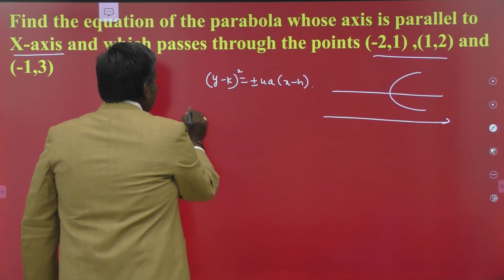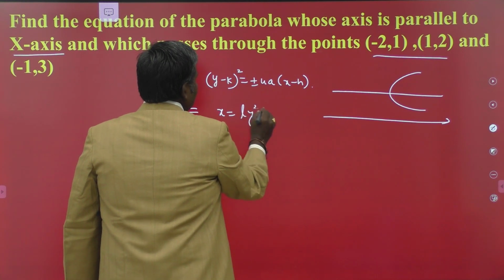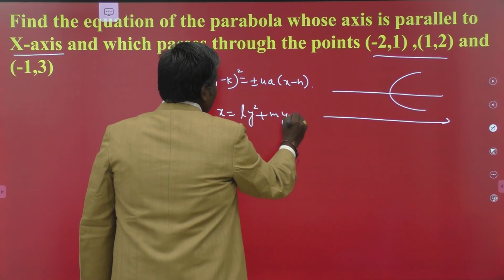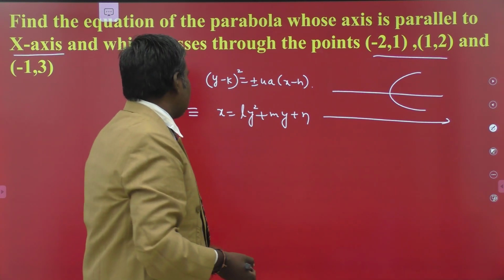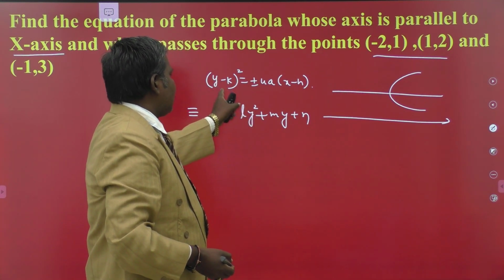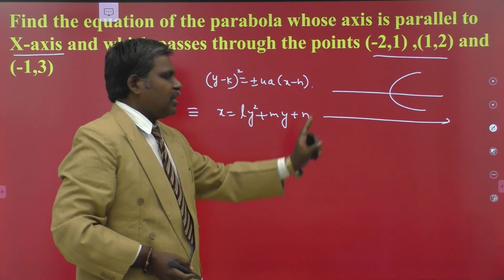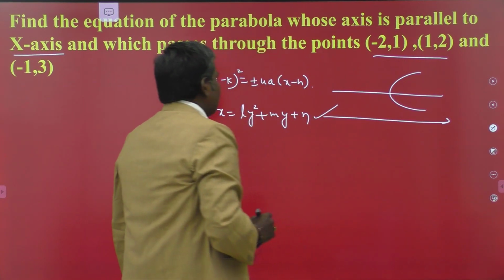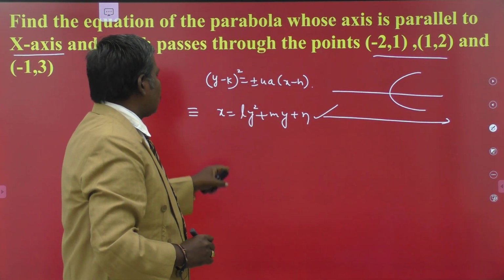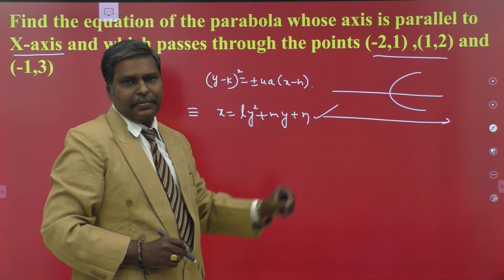So you can take this one as x is equal to ly square plus my plus n, for the sake of convenience in calculation. So y square term is there, x term is there, y term is there, constant is also there. So I am taking the required equation as x is equal to ly square plus my plus n. If it is parallel to y-axis, start with y: y is equal to lx square plus mx plus n.